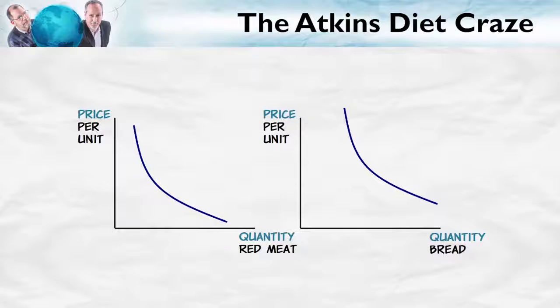Let's take a closer look at that one. The Atkins diet, if you recall, was a diet which said that carbohydrates make you fat, so the way to lose weight was to consume more protein, more red meat in particular. What do you think was the effect of the Atkins diet on the demand for red meat? It increased that demand. What about the effect of the diet on the demand for bread? It decreased the demand for bread. By the way, Atkins later had a heart attack, and after he had this heart attack, the demand for the Atkins diet went down, so these two factors went into reverse.